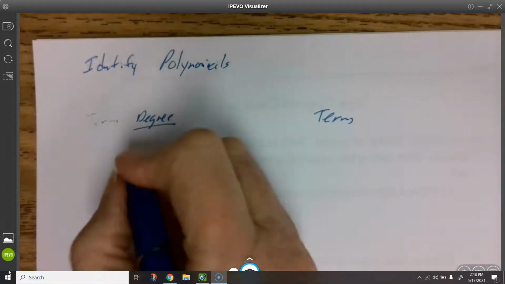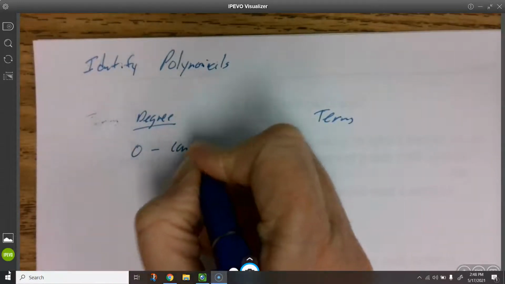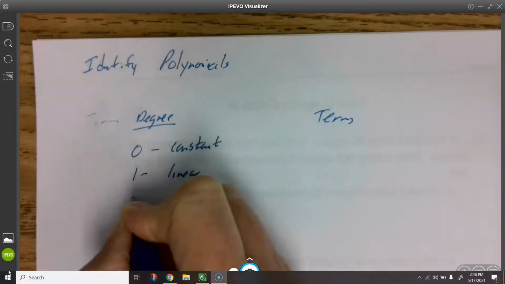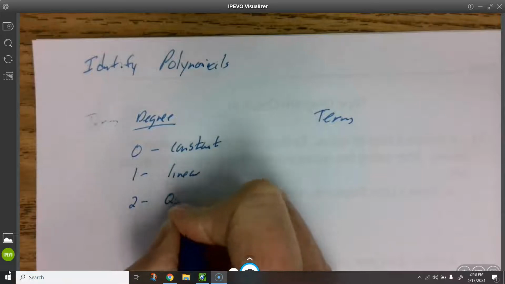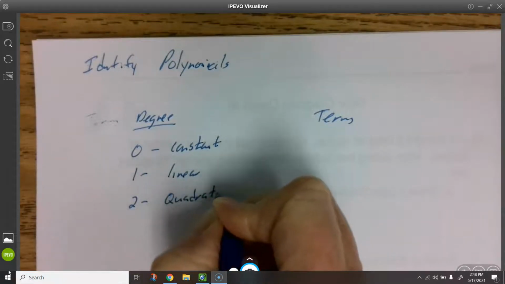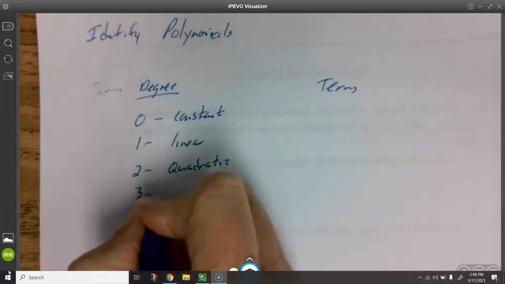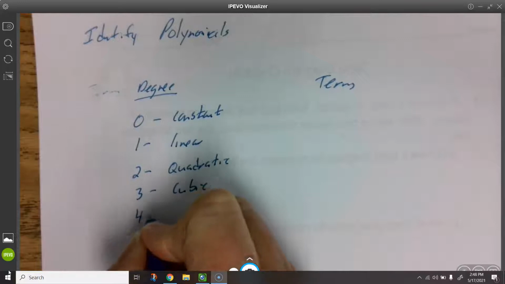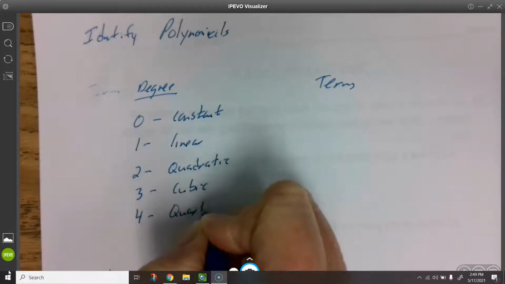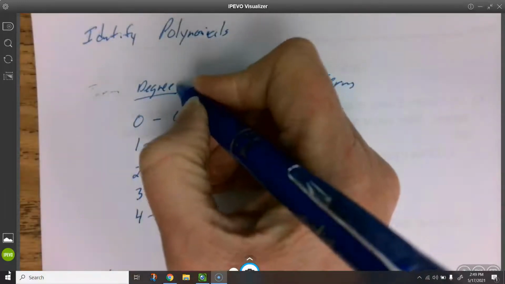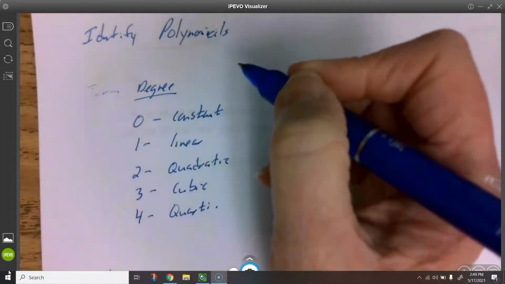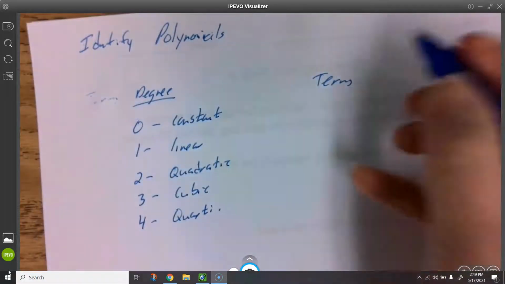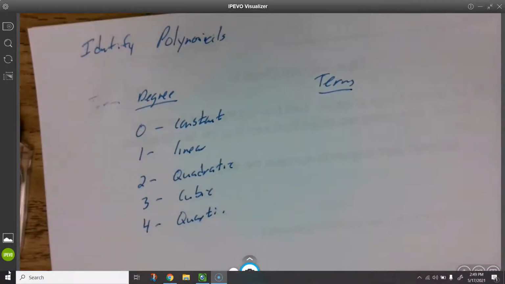So remember, if the degree is 0, it's a constant. Degree is 1, it's linear. 2 is quadratic. That's the only one that doesn't make a lot of sense with what we're doing. Power of 3 or degree of 3, this is a cubic. And I doubt you'll have it, but power of 4 is a quartic. That's by the degree. The degree, remember, is the highest exponent if there's only one variable. The highest exponent is going to determine your degree and what it's called. And that's what you're going to be asked to do on the test, name something.